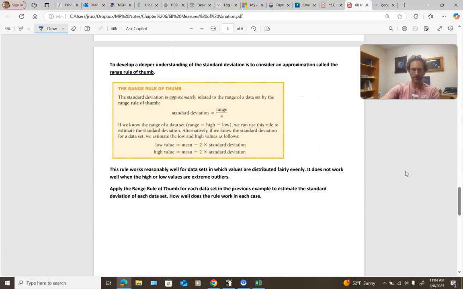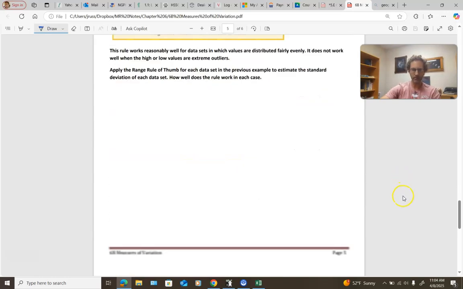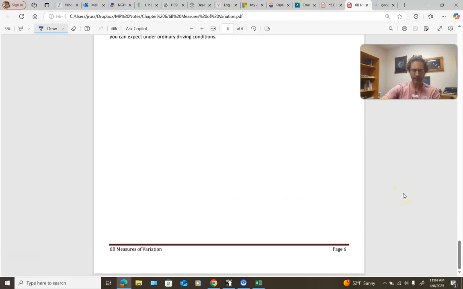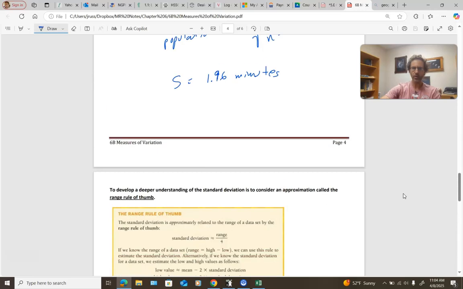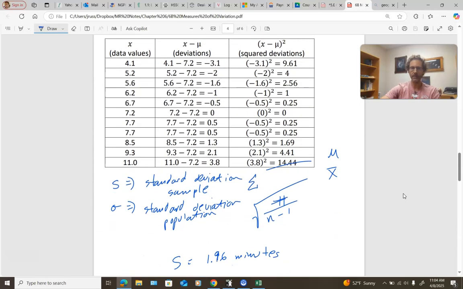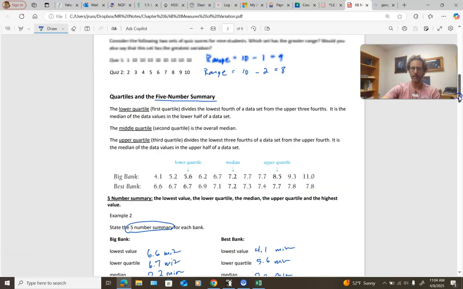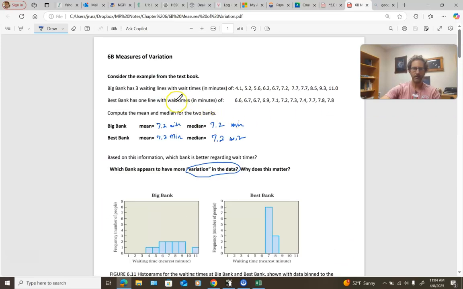Okay, all right. Well, we're going to continue. There will be some problems in your homework where you have to calculate the standard deviation. Actually, before we move on, let's also calculate the standard deviation for the data from Best Bank. Remember, this had less variance, right? This data was much closer to the mean. You can see that here in the histogram.